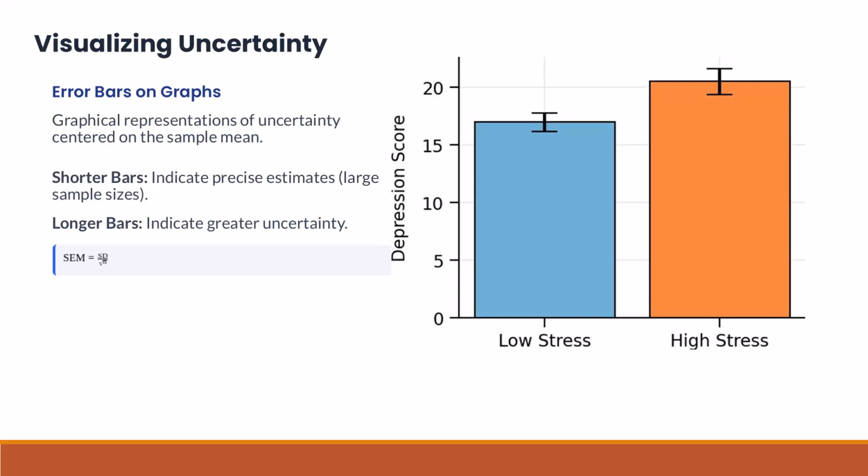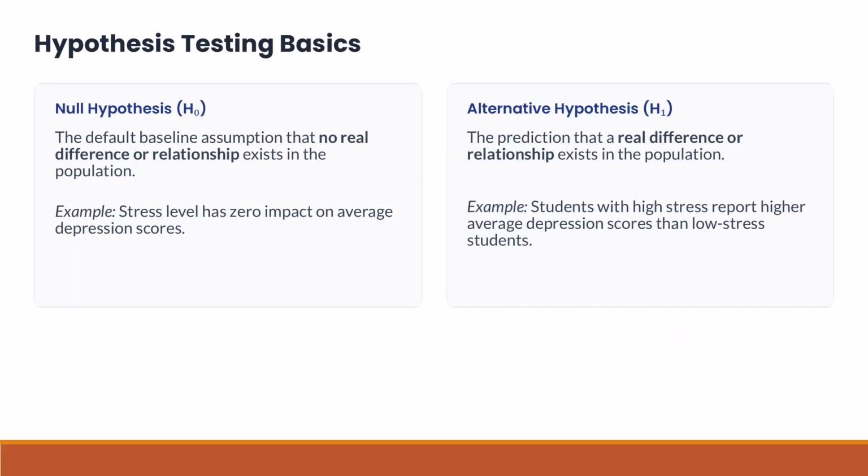Error bars are graphical representations of uncertainty around a statistic. They are commonly based on standard errors or confidence intervals. The bars show that a sample mean is only an estimate and may vary if another sample were collected. Shorter error bars indicate greater precision. Longer bars indicate more uncertainty. The illustration compares depression scores for low-stress and high-stress groups and visually communicates uncertainty around each estimate.